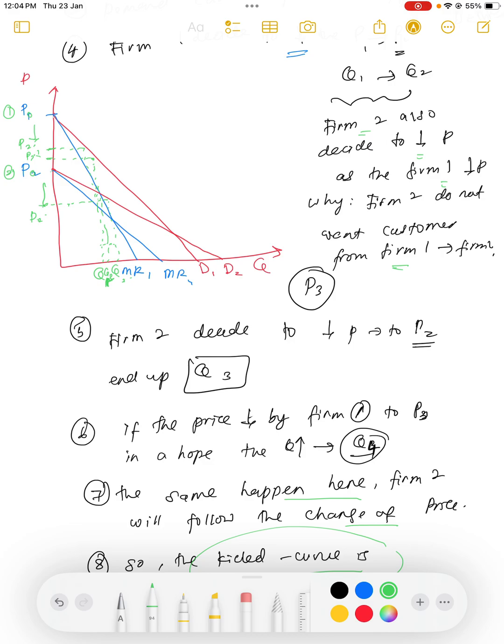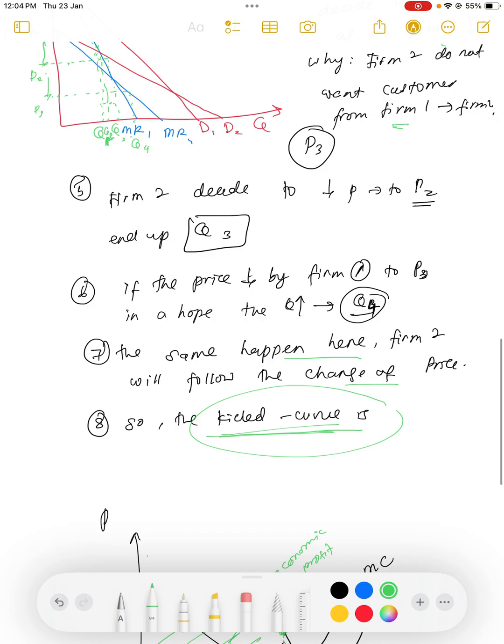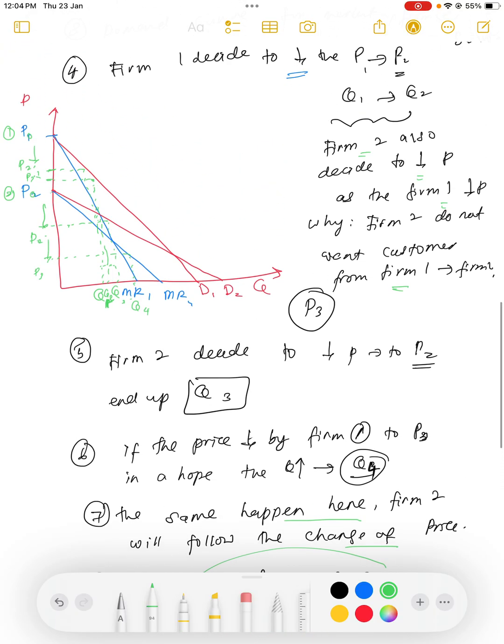Okay, let's say firm 2 wants to lower the price here. So now the demand is here. Okay, Q4. As you can see here, the quantity that they demand based on the price only changes slightly. Alright, that is what is meant by kinked curve. So, due to this curve, like this and this.